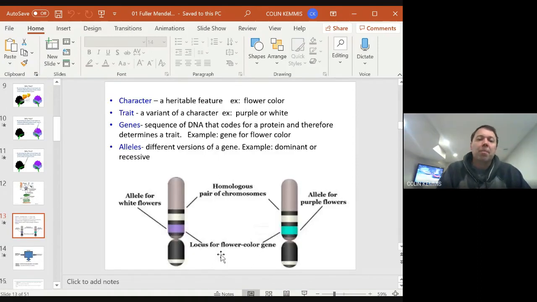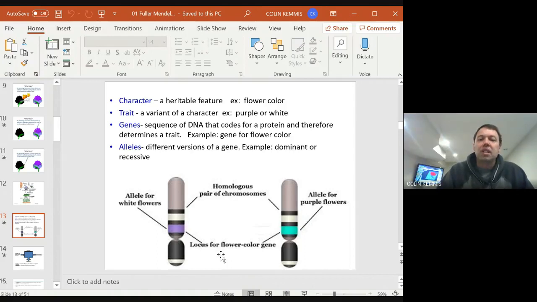All right, vocab. Make sure you check these out. This is a picky detail from the text. Character is going to be what feature we're talking about, and trait is which variant. So please be careful. The text picks these out. So flower color would be the character, and then the trait would be purple or white. And there's a chart in your book that has several of these characters and traits. You should know some of these basic pea characters.